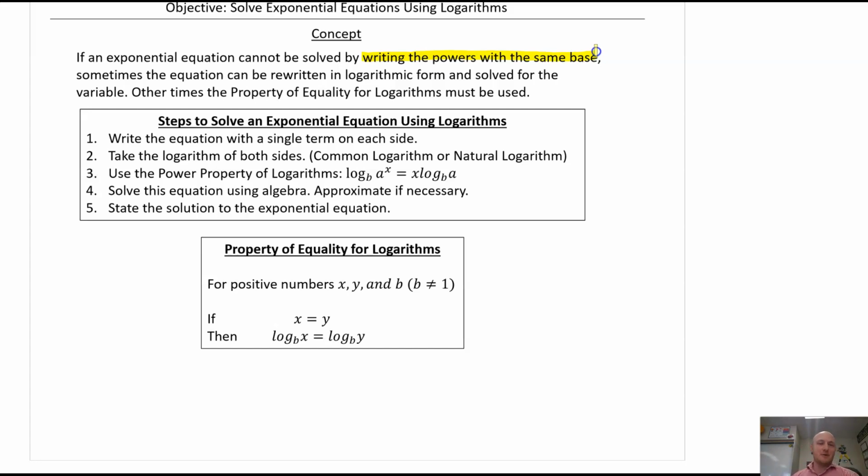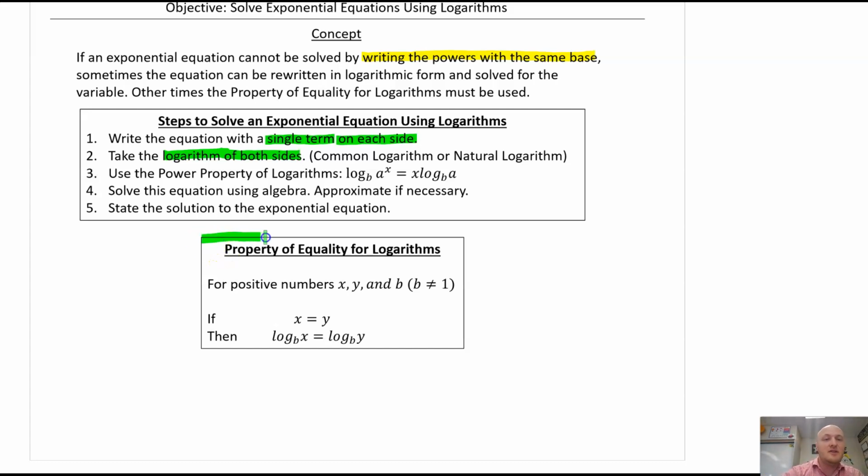So here are the steps that we're going to use. Step 1, write the equation with a single term on both sides. You want to isolate your exponential expression. Step 2, take a logarithm of both sides. You can use the natural log or the common log, either one. It's up to you, it doesn't matter.